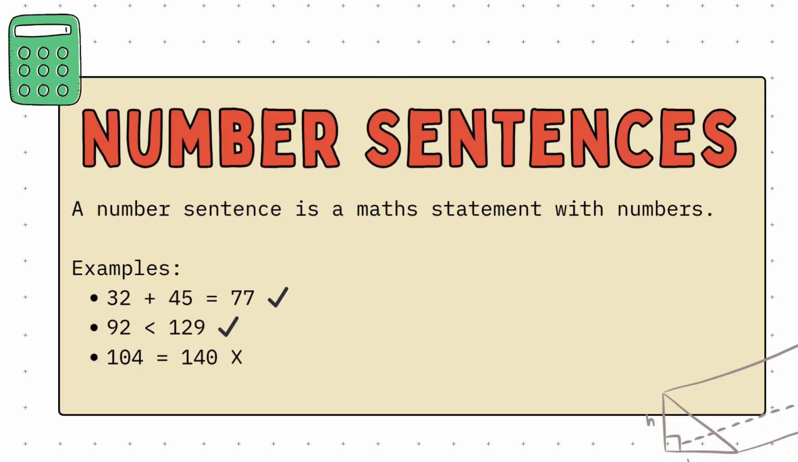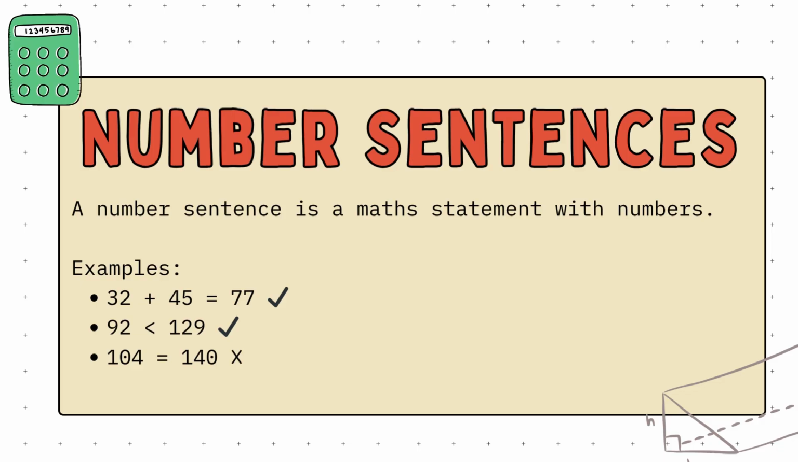So 92 and 129. This is also correct because 92 is less than 129. But now let's look at this one. 104 isn't equal to 140. This isn't correct as it is shown on screen because 104 is not equal to 140.